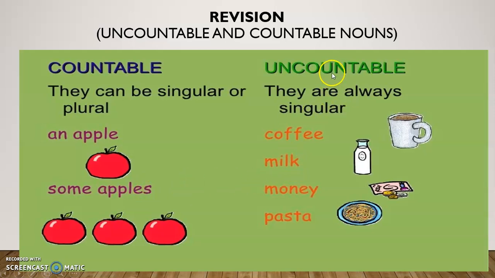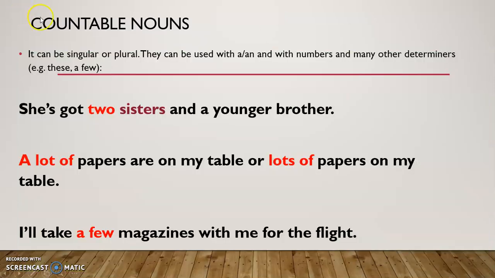But there are uncountable nouns. Ada contoh uncountable nouns. For example, coffee, milk, money, pasta, or even water, flour. Can you count sugars? Can you count flowers? Cannot. So these are the uncountable nouns. Okay. So let's look at countable nouns first.